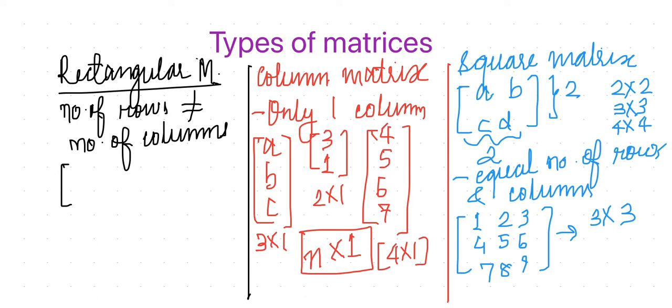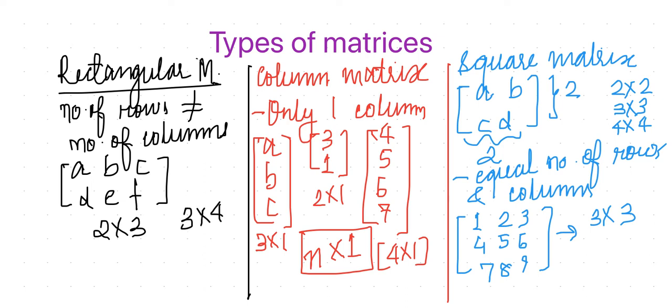So the basic examples can be taken like this, children. Suppose this is A, B, C, D, E, F. So clearly here I have the number of rows as 2 and the number of columns as 3. So what I will be writing, this is 2 into 3. Or other examples can be 3 into 4 or 3 into 5. So these are all examples of a rectangular matrix, meaning the number of rows and the number of columns are not the same.